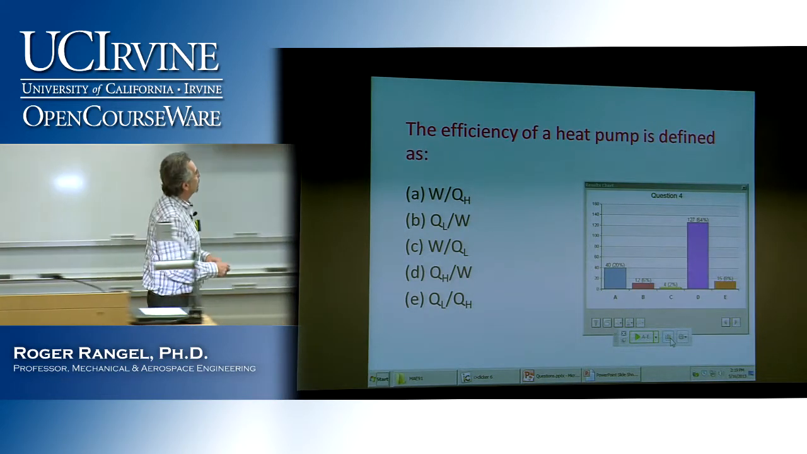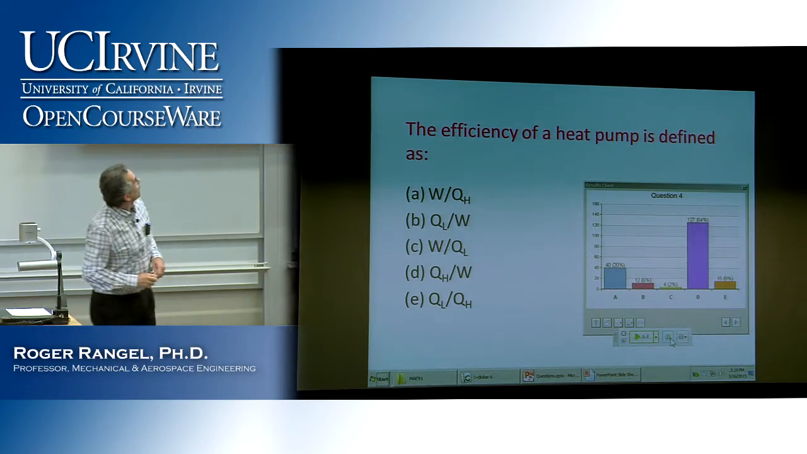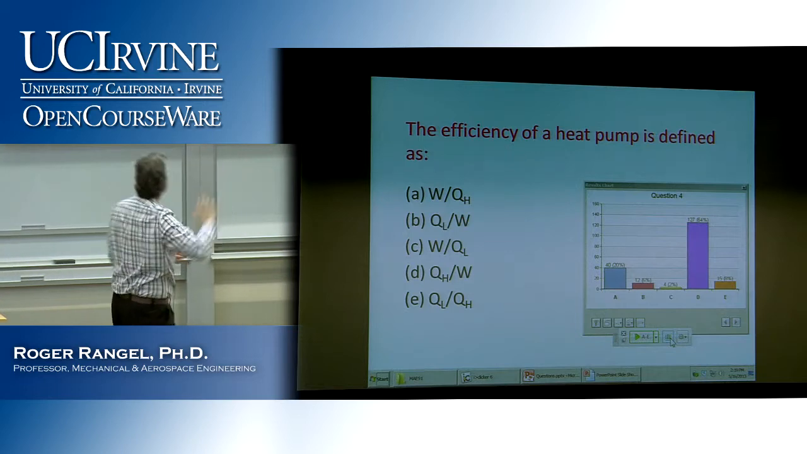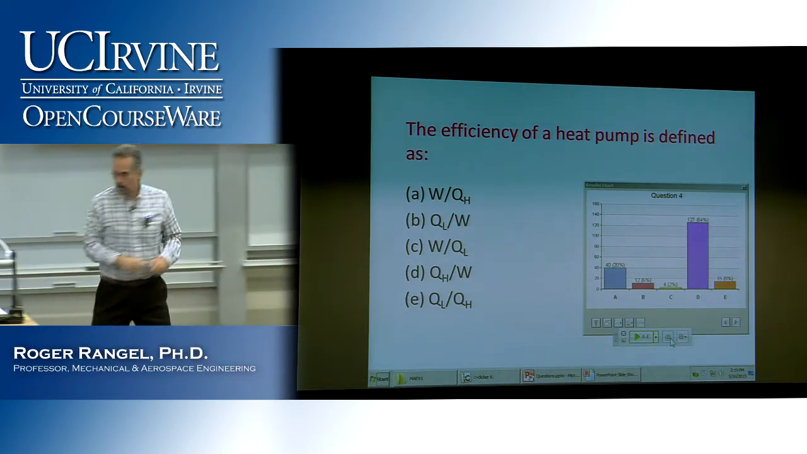That is correct. Purple D. A heat pump, remember, is delivering heat, so you want the Q sub H to the high temperature reservoir divided by the work input.